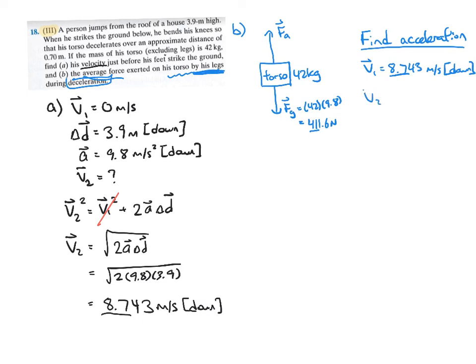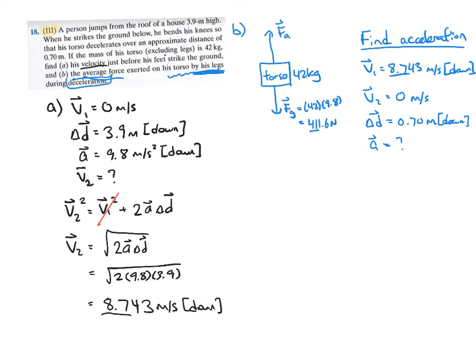Now V2, at the end of the jump, he's going to end up at rest. Okay, so after he's bent his knees and slowed down, he's completely stopped, so V2 is 0. The displacement is how much he bends his knees by, which is 0.70 meters down, okay, because his body is still dropping as he bends his knees. And we have to find the acceleration.